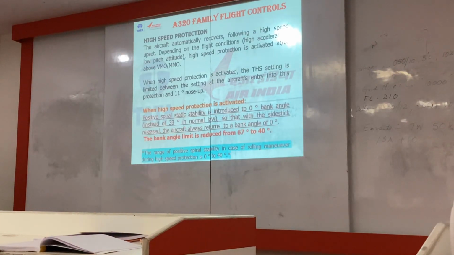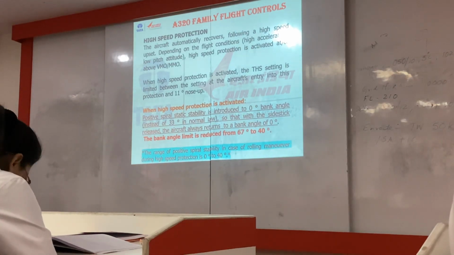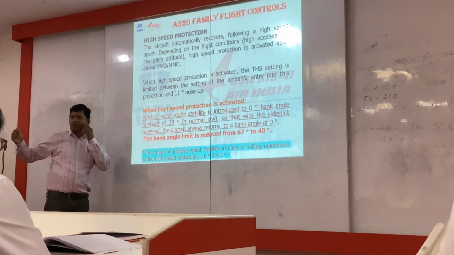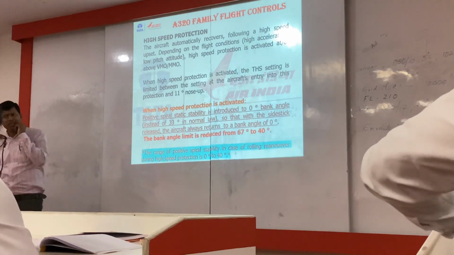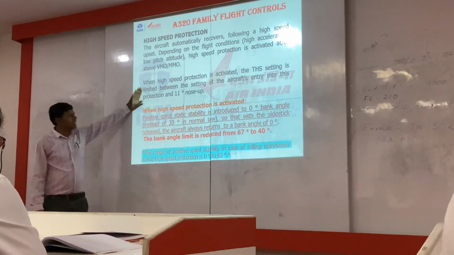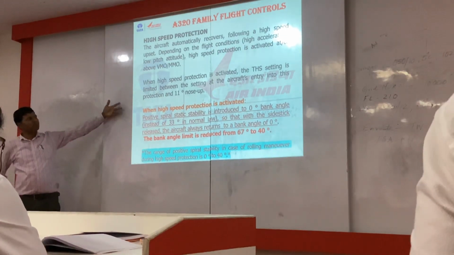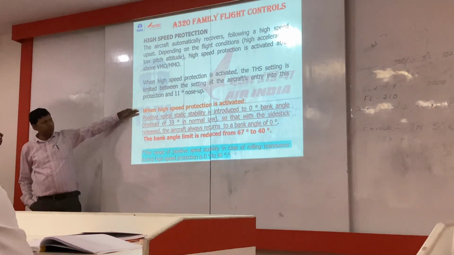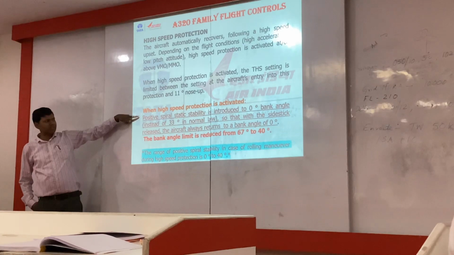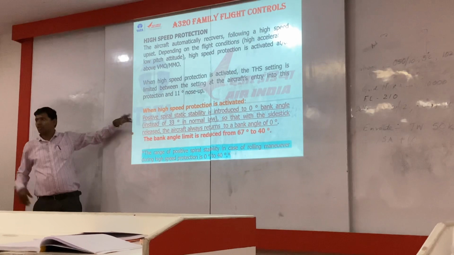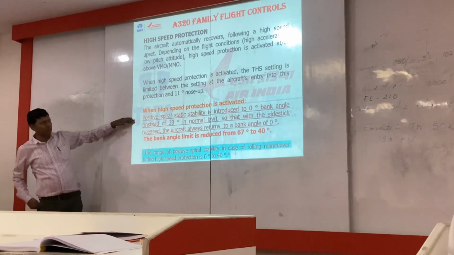High speed protection. The aircraft automatically recovers if you are going into high speed protection. Basically VMO, MMO, 350, .82. 350, .8. When the high speed protection is activated, the THS setting is limited between the setting at aircraft entry into the protection and 11 degrees over. When high speed protection is activated, positive spiral static stability is introduced at 0 degree bank angle instead of 33. Normally it was 33 degrees, now it is restricted to 0.